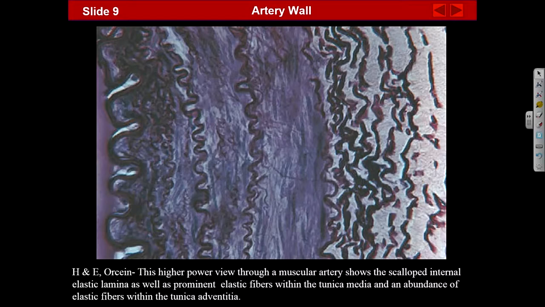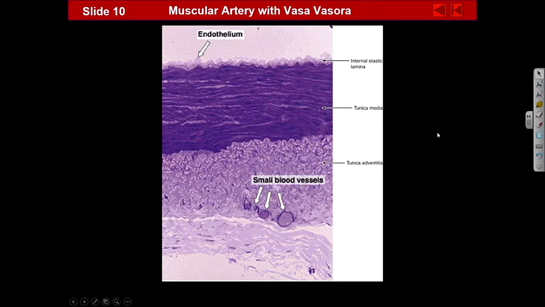Okay, and then I'm getting into some larger blood vessels, the intima, media, adventitia, and now we can see some small blood vessels in the adventitia. So we call these small blood vessels in the adventitia the vasa vasorum, vessels within the vessels.